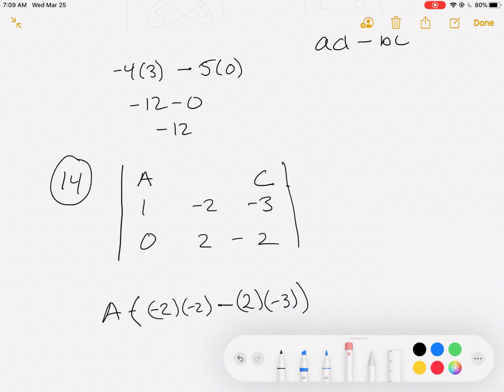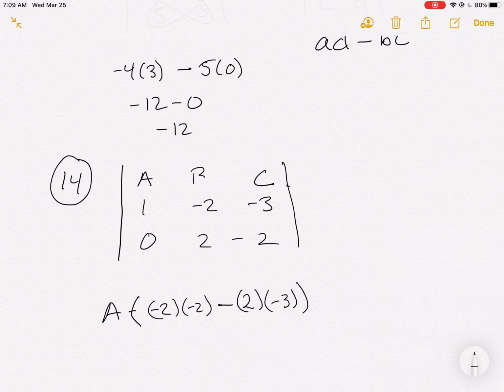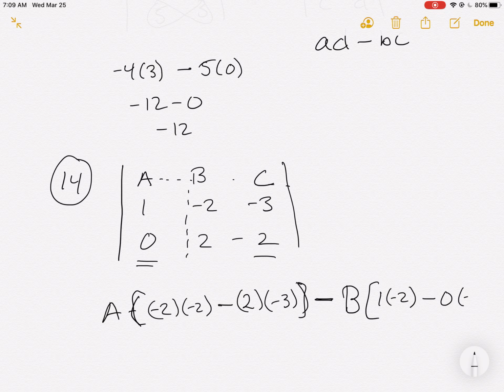With B, we're going to put a minus sign. Every time it's alternating signs. So it's A times this big mess minus B times its matrix. Its matrix would be crossing out its row and its column. Just do it off to the side. We look at what's left, these outside pieces here. We're going to take 1 times negative 2 and subtract away from that 0 times negative 3.